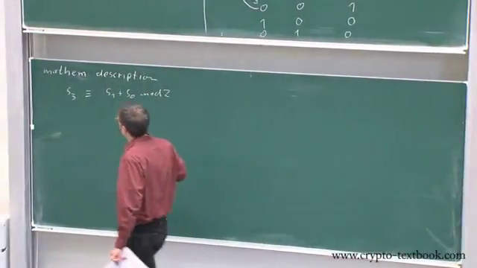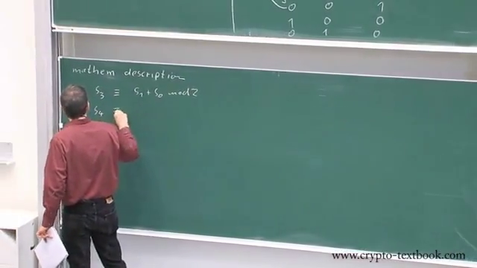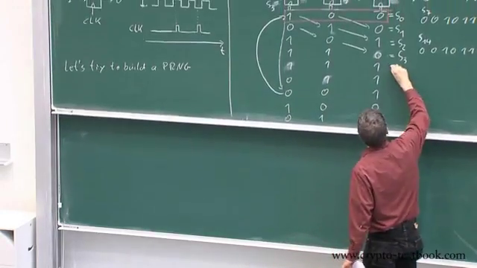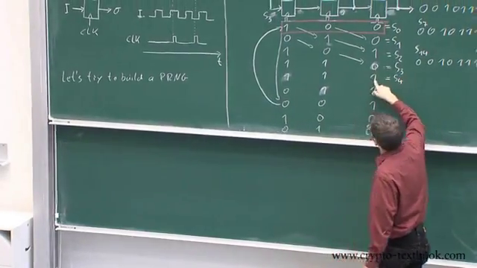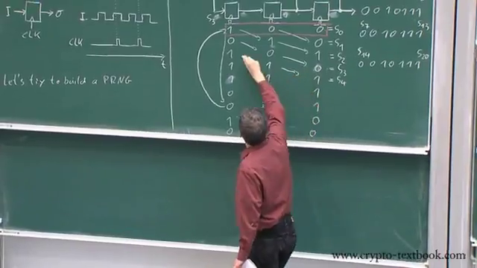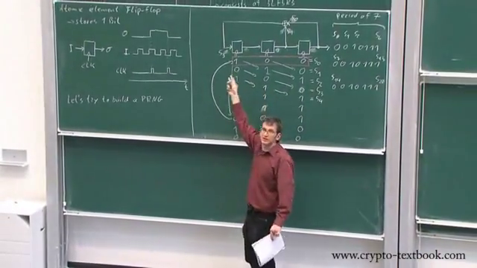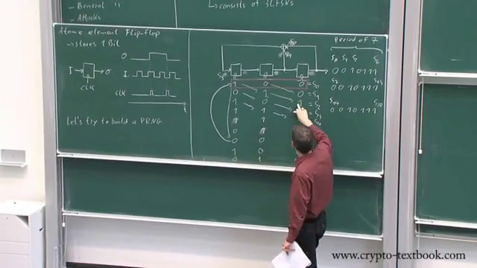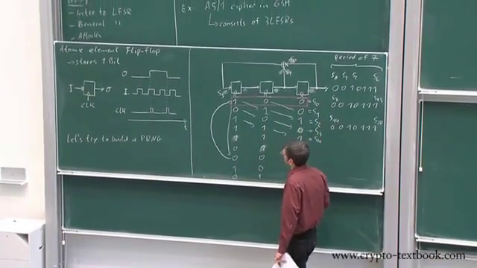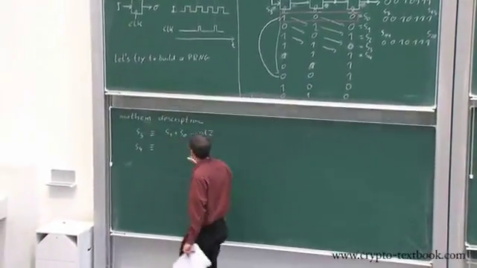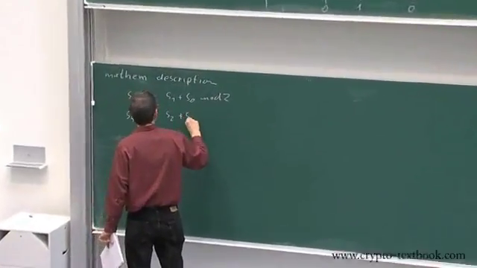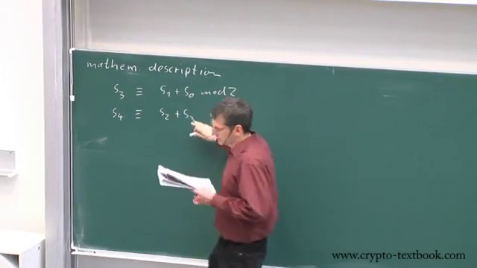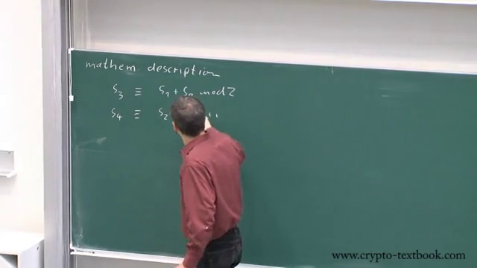You can do the same trick with S4. If you go back and look, where is S4 coming from? Well, this bit S4 was coming from here, and again, if you look at your diagram, you'll see that S4 was the sum of this bit and this bit, which is S2 plus S3, modulo 2. No, S2 and S1, right? I'm sorry. Okay.